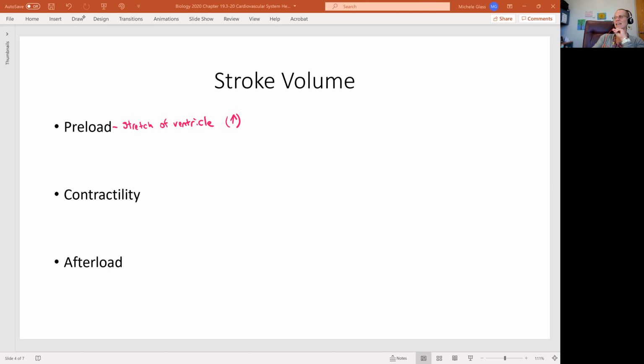So maybe I can flick it. It went all the way to the wall. Okay. I'm safe from that rubber band. All right. And so that's what we're talking about with preload.